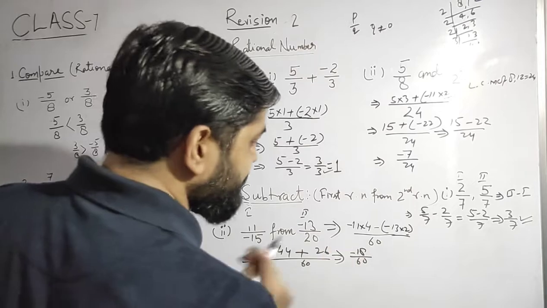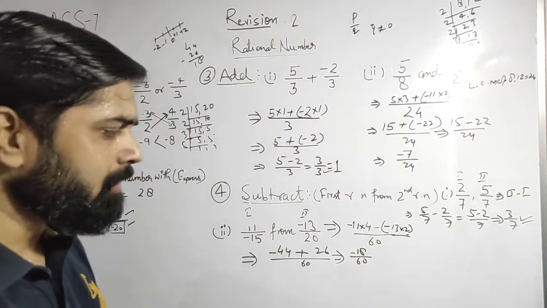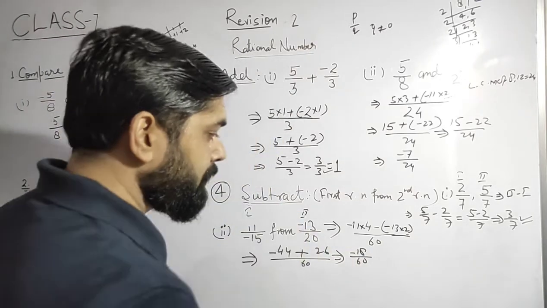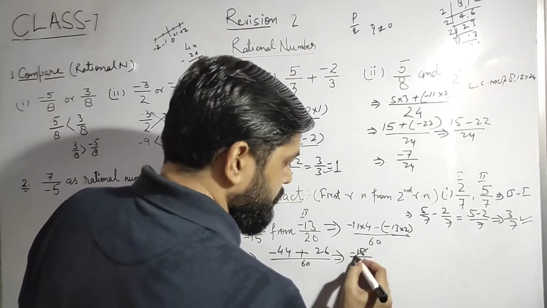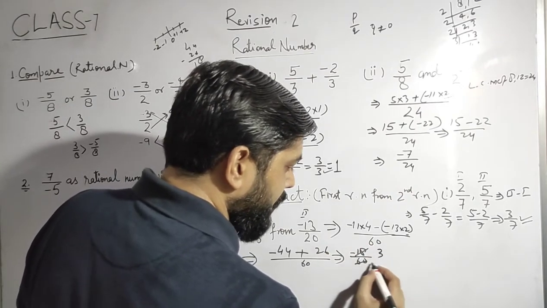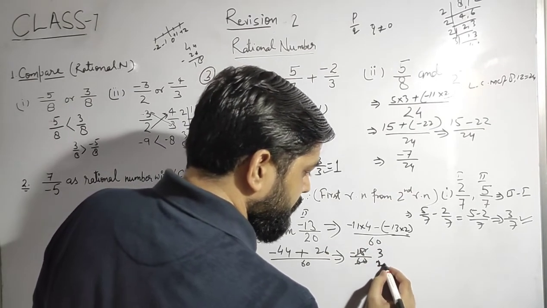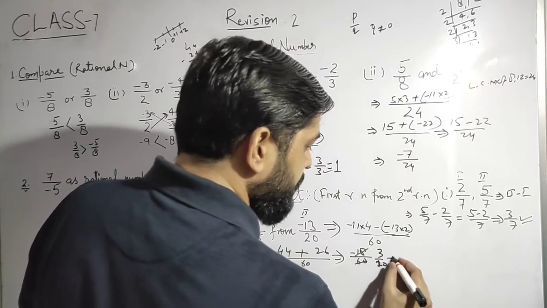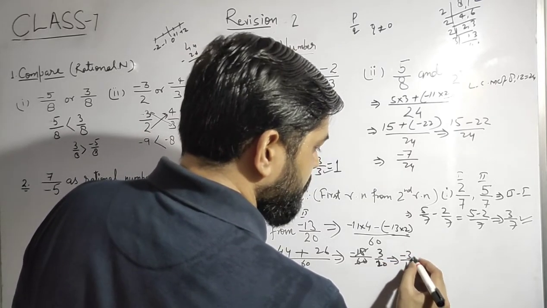Understood? Then 18 and 60 are divisible by which number? 3 or 6? 6. 6 threes are 18 and 6 tens are 60. Then the answer will be minus 3 upon 10.